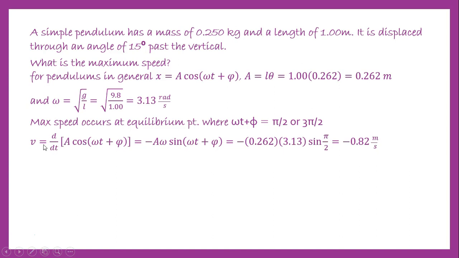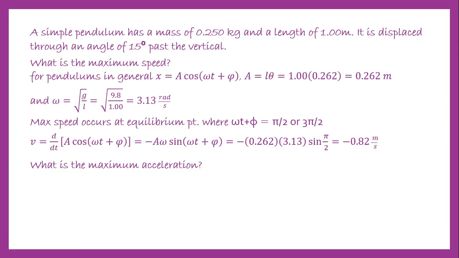So we can go ahead and take our position expression, take the derivative of it to get our velocity equation. We plug in our numbers and we find out that the maximum speed is 0.82 meters per second. I happen to pick pi over 2 to use in this problem. That gave us a negative. If we had picked 3 pi over 2, it would have been in the positive direction. But the question asks for speed, which is the magnitude.